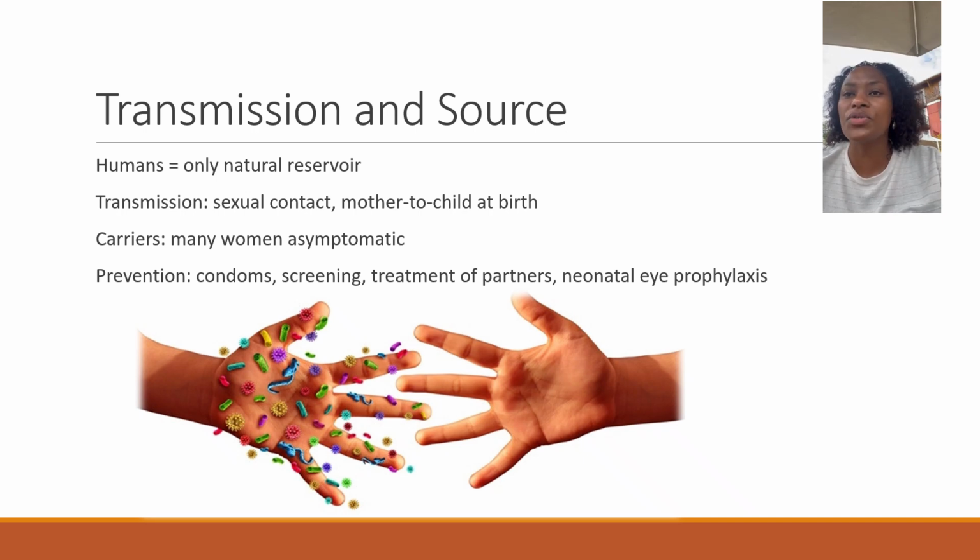A major challenge in controlling gonorrhea is that many women may carry the infection without symptoms, unknowingly transmitting it to others. Prevention strategies include consistent condom use, routine screening in sexually active populations, and treating both the infected individuals and their partners to prevent reinfection. In newborns, antibiotic eye ointment is routinely applied at birth to prevent gonococcal conjunctivitis.